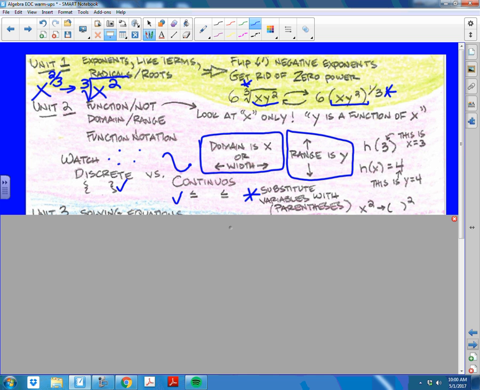And finally, for function notation, the question is, are they giving you the x or are they giving you the y? If it's inside parentheses, it's the x. If it's outside parentheses, it's the y. If they give you the x, they want you to find the y. And if they give you the y, they want you to find the x. Okay? That's function notation.